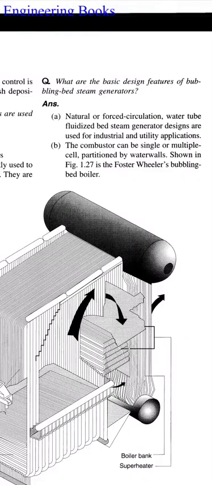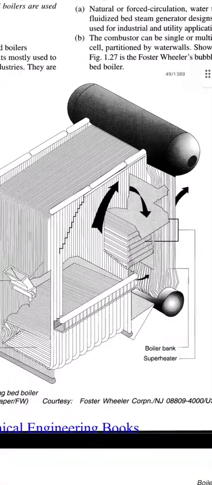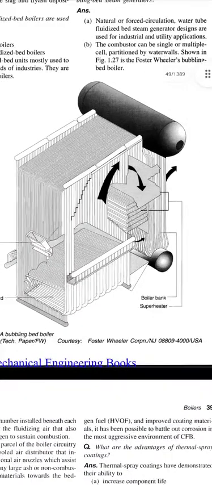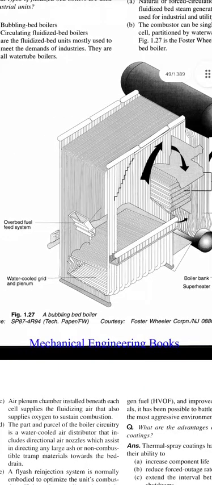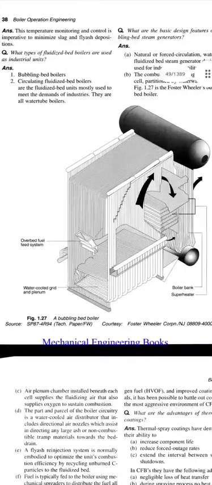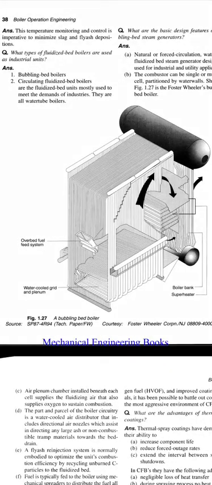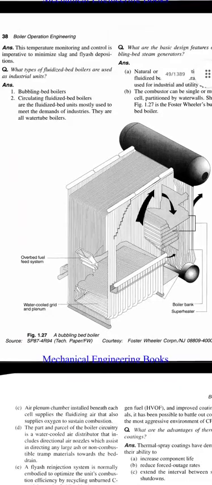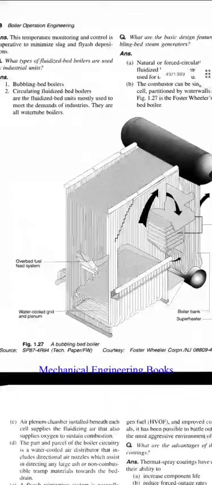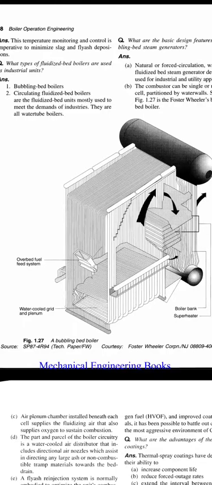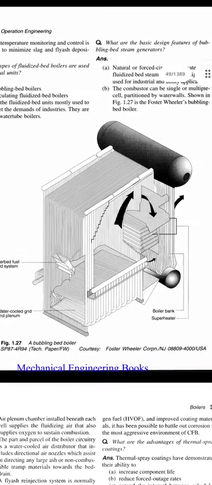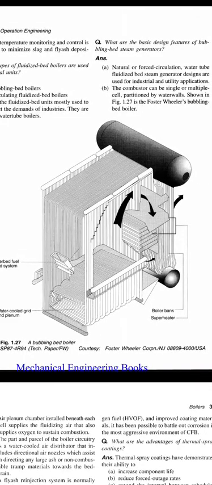This is the Foster Wheeler bubbling bed boiler. So here we can see the Foster Wheeler Corporation, NJ 08809-4000 USA. This is the bubbling bed boiler. Source: SP87-4 or 95, tech paper versus FW. In here we can see the overbed fuel feed system on the left side of the boiler, and the water cooled grid and plenum at the bottom of the boiler, and the boiler bank is available in the middle of the boiler, and the superheater is also available in the bottom of the boiler.